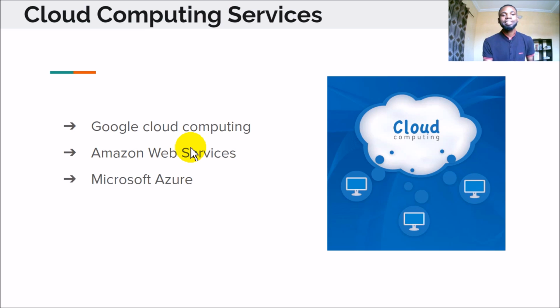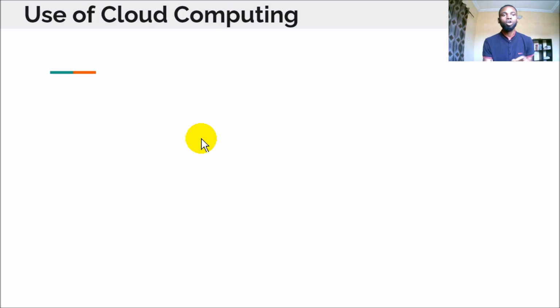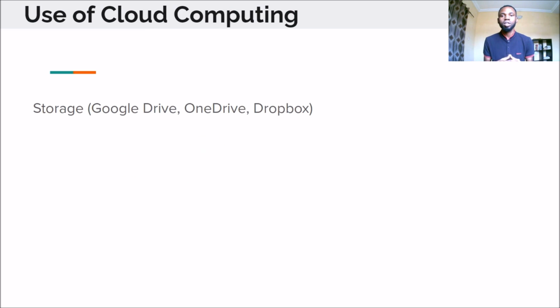So let's look at different ways cloud computing can be used. First, it can be used for storage. As an individual, you can go to Google Cloud and buy a service from them, and use it to store all your files. Even in that sense, Google has their own free cloud storage space, Google Drive, where they give you access to store files on the cloud.